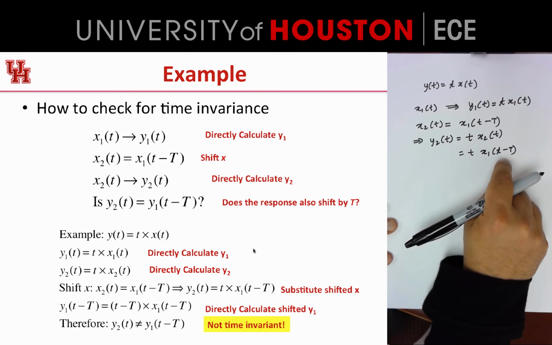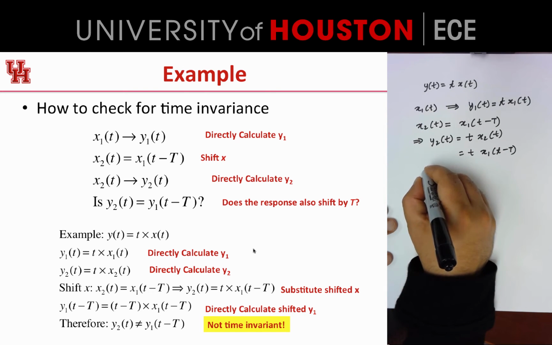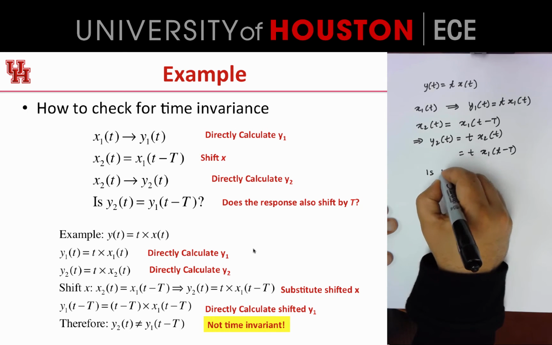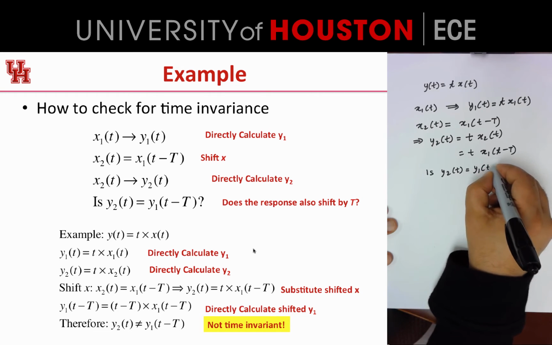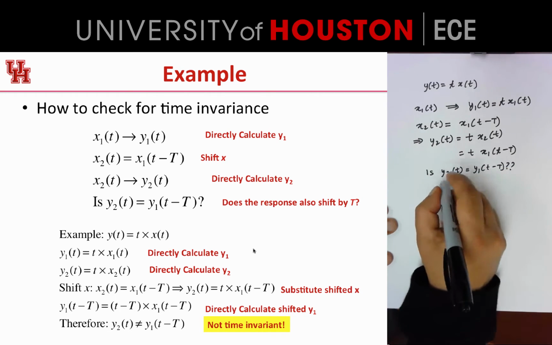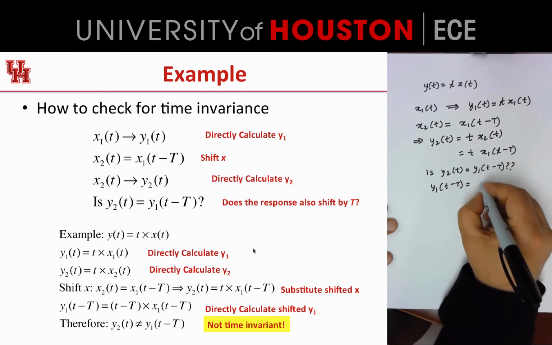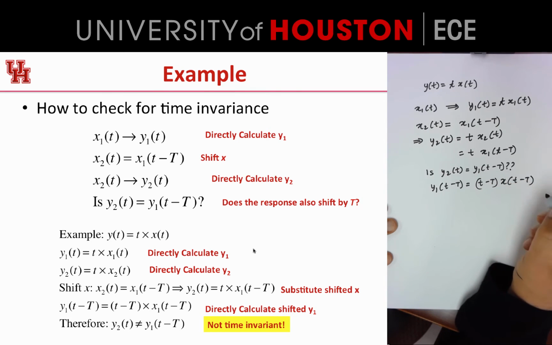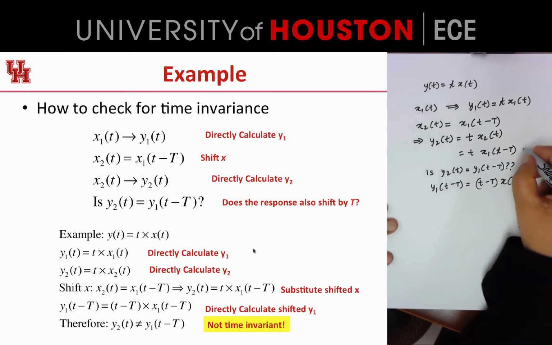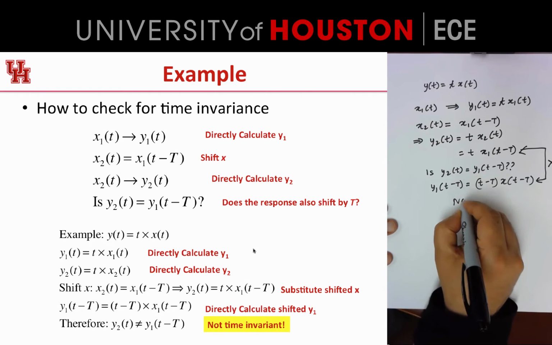Let's see if we can calculate y2 directly. In other words, we can ask the question: is y2 of t given by y1 of t minus T? This is the big question. So y1 of t minus T is given by t minus T times x of t minus T. So the question is, is this the same as that? And it is not. So this system is not time invariant.